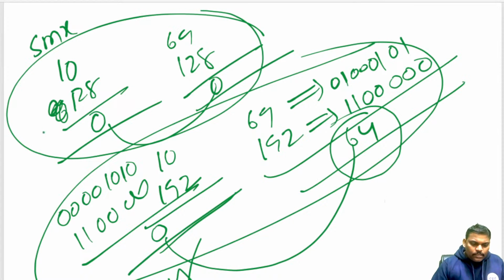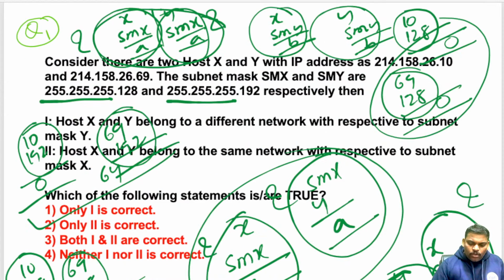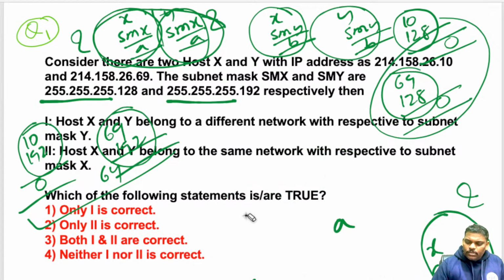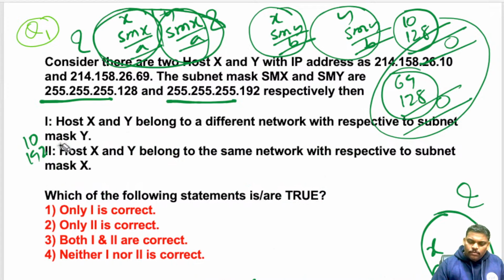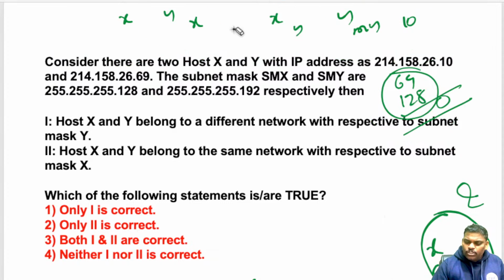I think the answer is only 1, right? Answer is what? I have done the end operation. Yeah, so now see, he is asking what is the 1, what is the 2, check. What is the 1? See the options properly.